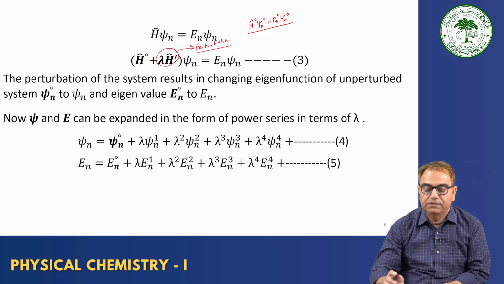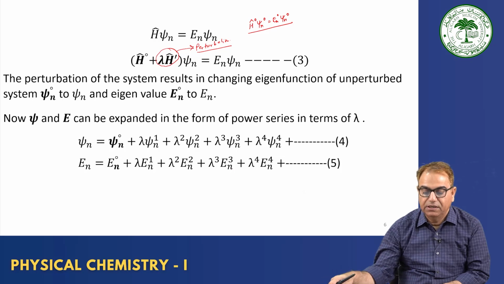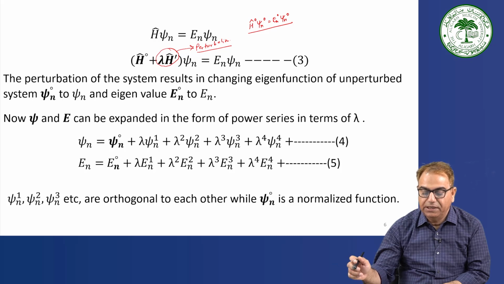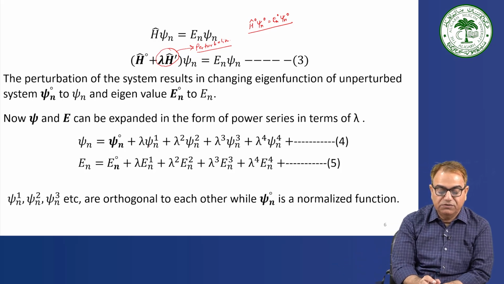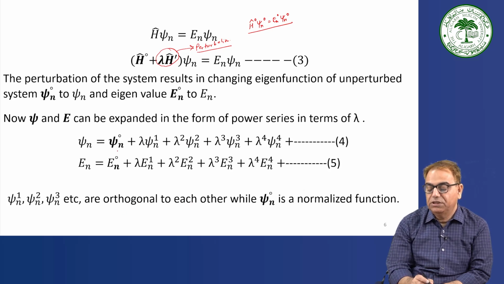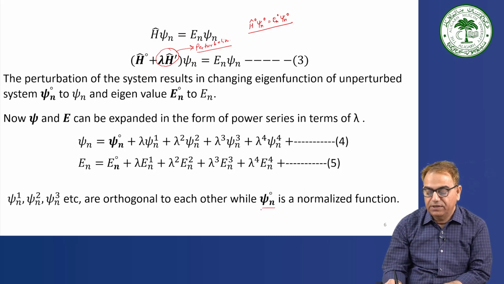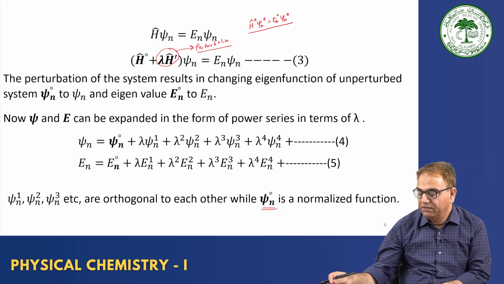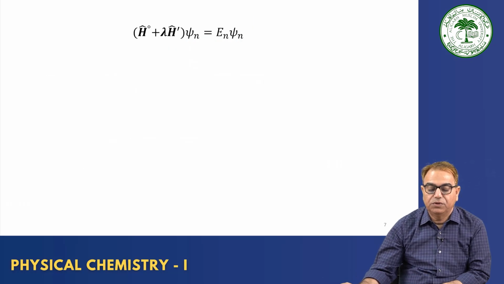Okay. So when you expand this in a power series, you can put these values in. All these wave functions which I have written, psi n1, psi n2, psi n3, are orthogonal to each other, while this psi n naught we have used is a normalized function, meaning an orthonormal function. Psi n naught is orthonormal, and psi n1, psi n2, psi n3 are orthogonal to each other. This property will be used. So if you use equations 4 and 5 in equation 3, what do you get?